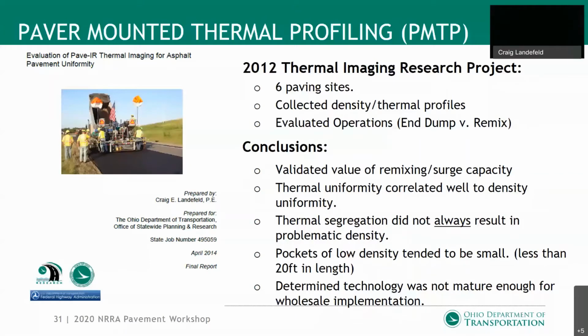We found that pockets of low density tended to be relatively small. That wasn't really surprising, but you know, less than 20 feet in length, and they were relatively small areas. But unfortunately, at that time, the technology just really wasn't mature enough that we thought we could go for wholesale implementation. We liked the technology, but there's really only one vendor out there at that point in time, and not a very robust dealer network. And we were just very reluctant that if we would start using this on all of our paving projects, that we would actually be able to be supported and use the equipment and implement it at that large a scale back in 2012.